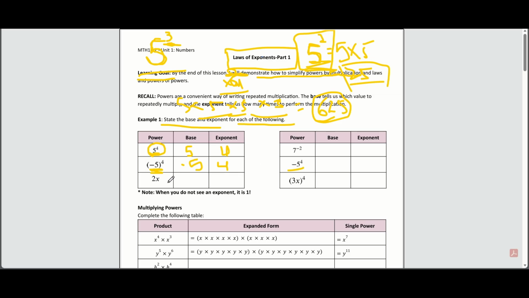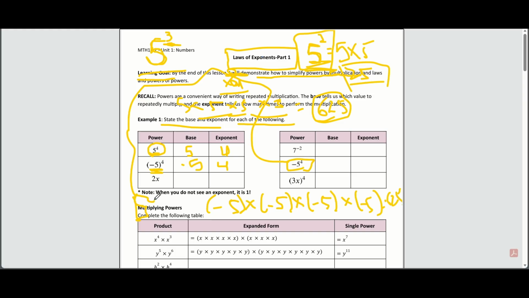When they're saying negative 5 in a bracket, that means negative 5 times negative 5 times negative 5 times negative 5, and that is basically the same as 5 times 5 times 5 times 5, because it gives you 625. But when they're saying negative 5 with no bracket, that means negative 5 times positive 5 times 5 times 5, and that will give you negative 625.